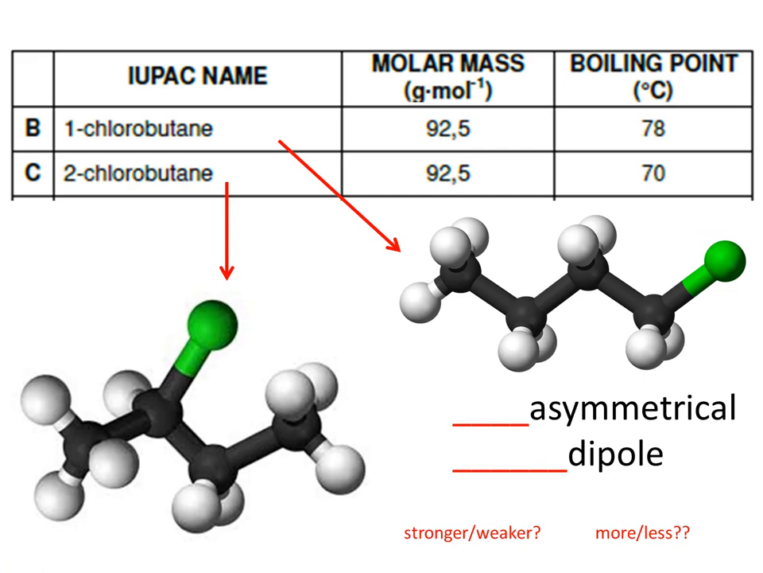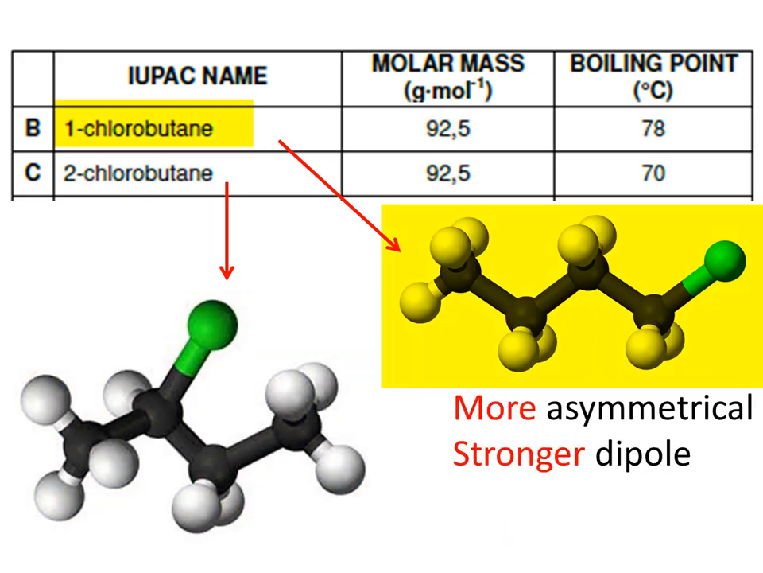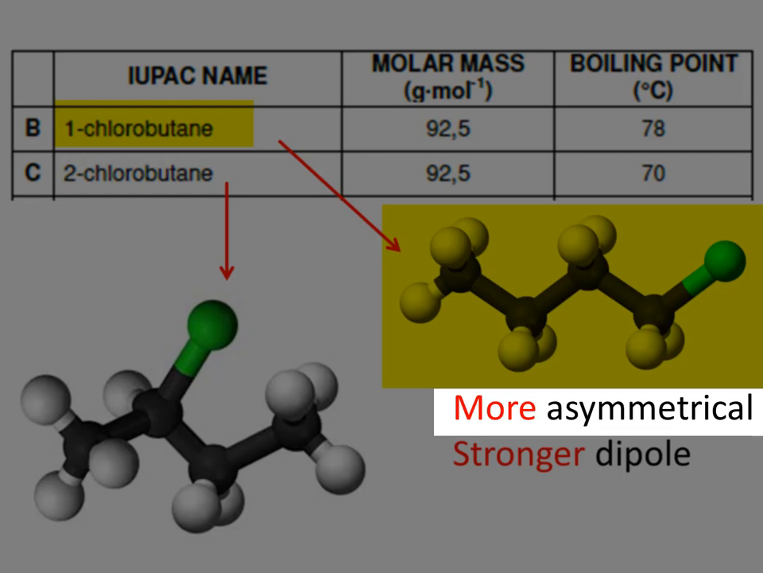Now let's compare B and C. 1-chlorobutane and 2-chlorobutane. Both have the same molar mass. The difference between them is the positioning of the chloride group within the chain. Because of this difference in the position of where the chloride group is, there's a bit of a difference in symmetry of the molecule, and that causes one of the molecules to have a stronger and the other a weaker dipole. To help you to think about this, write one of the red words on each line referring to B compared to C. B, 1-chlorobutane, is more asymmetrical than C.